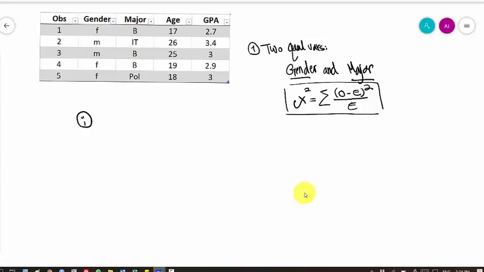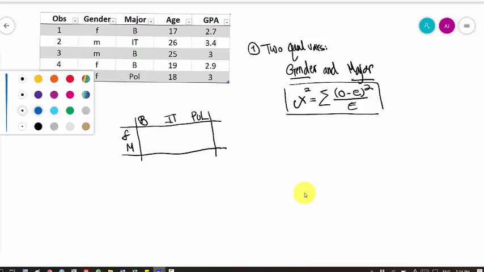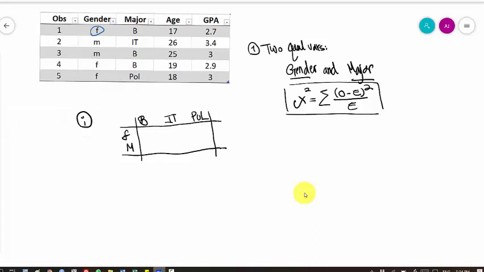As you can see, in the major we have business, we have IT, and we have political science. These I put in the columns, and then in the rows I put females and males, gender. So now we go ahead and calculate the joint frequencies. First, female in business. Now let's see how many female students we have who are doing business. 1 female business, 2 female business. So that means the joint frequency of female in business is 2.